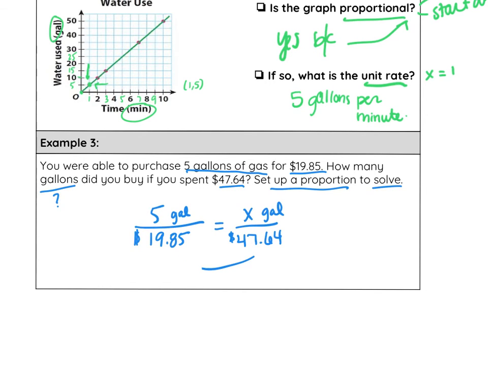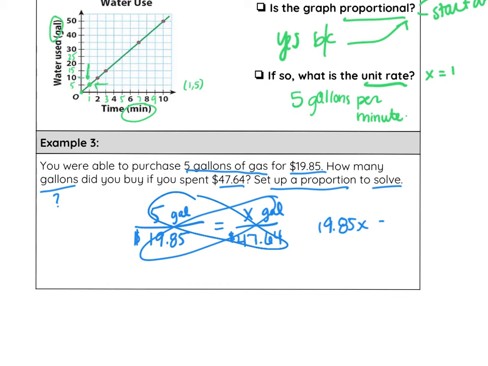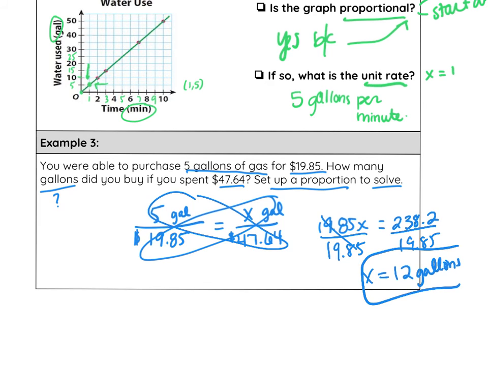Okay, so from there, let's cross multiply. 19.85 times X, and 5 times 47.64 is 238.2. Divide both sides by what's in front of X, aka 19.85, and you end up with 12 gallons. All right, and those are the 3 types of questions mainly that we deal with when it comes to proportionality.